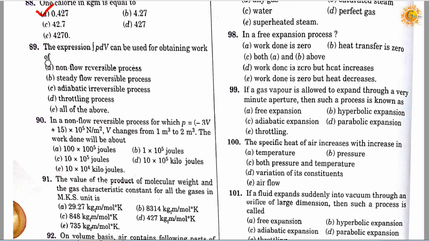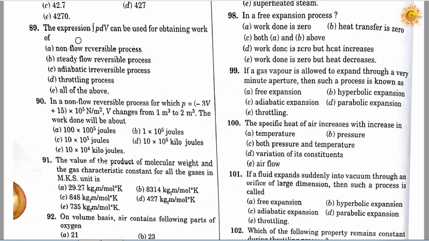Question number 89. The expression integration of PDV can be used for obtaining work of option A non-flow reversible process, option B steady flow reversible process, option C adiabatic reversible process, option D throttling process, and option E all of the above. Correct answer is A, non-flow reversible process.